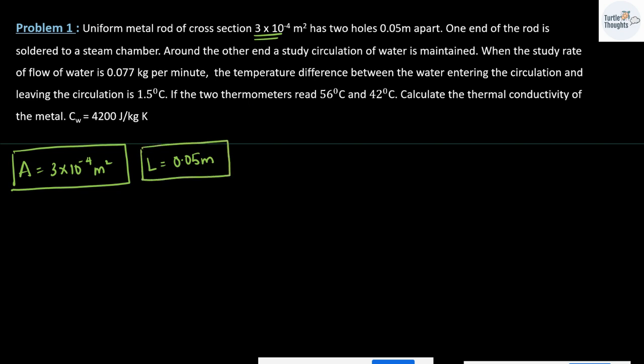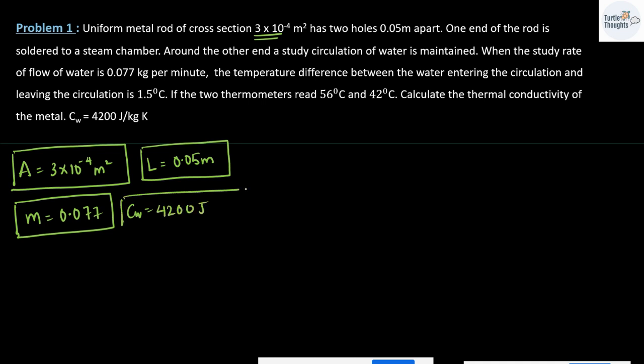Next, as for steady state, any other number given is 0.77 kg per minute. What is this going to be? This is going to be the mass of water that is flowing, right? So I can write m as 0.77 kg per minute. That is the rate of water which is flowing. Let me take m as 0.77. Next, cw is also given. Let me write cw as 4200 joules, of course, per kg kelvin.